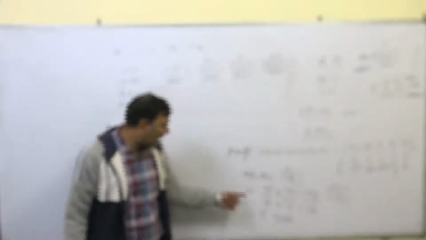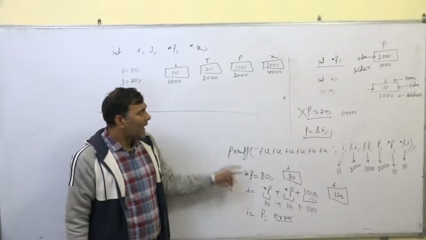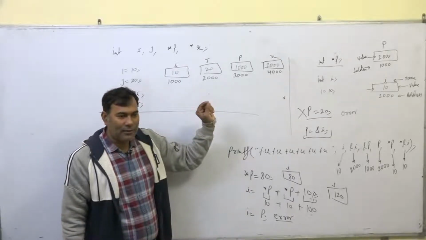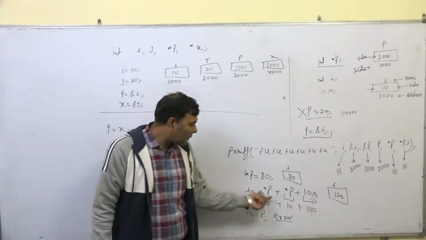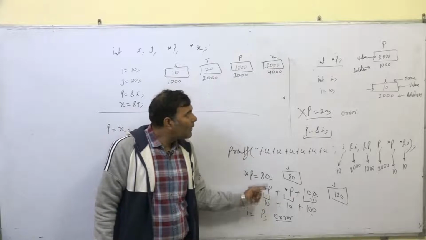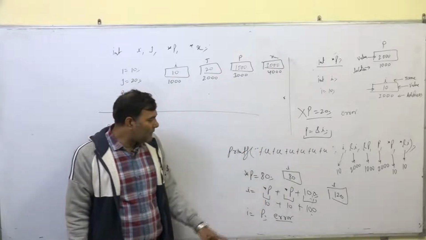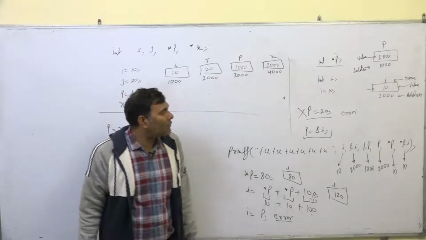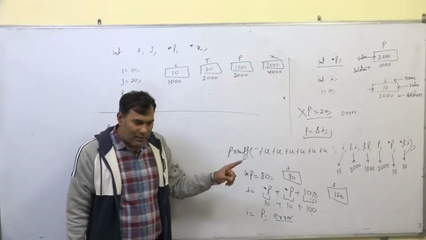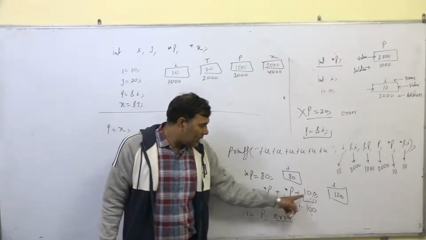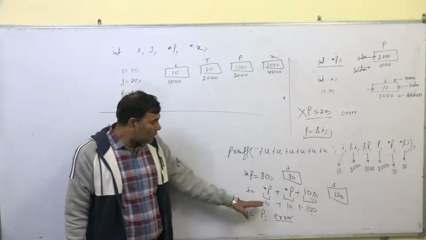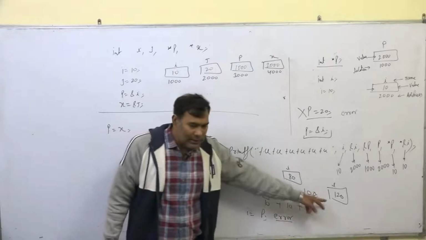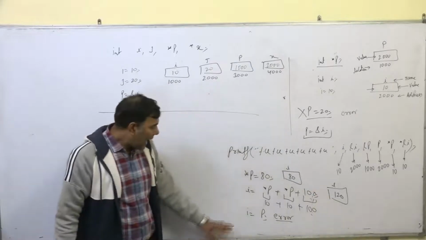I equal to pointer P plus 100. I is what? A normal variable. So pointer P means value at 2000. Tell me, value at 2000 is what? 10. It is 10. 10 plus 100 is what? 120. So this 120 is going to be stored in I. Clear?